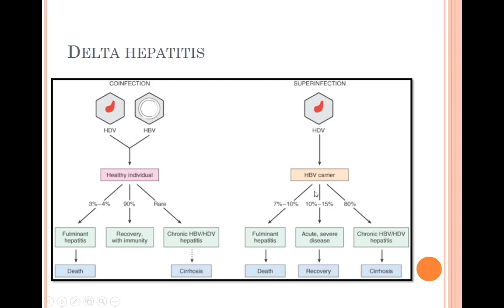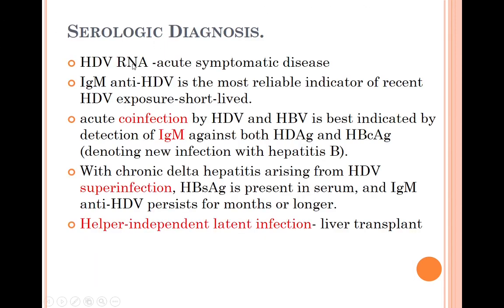And look at the percentages here. In a superinfection, the fulminant hepatitis increases significantly from 3% to 7 to 10%. Acute severe disease, 10 to 15% only. But look at the chronicity. Here, in co-infection, chronicity is very rare. It can go to chronicity, it can cause cirrhosis, but it's rare. But here 80% can go into chronicity and cirrhosis. So this is also a question for you. It's a short answer question that superinfection is the one which causes most of the cases to go into chronicity and cirrhosis. Okay? So serologic diagnosis, HDV RNA, you can detect that.